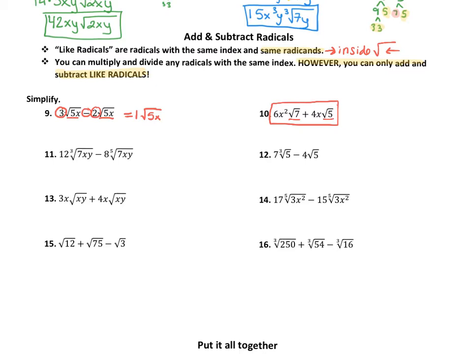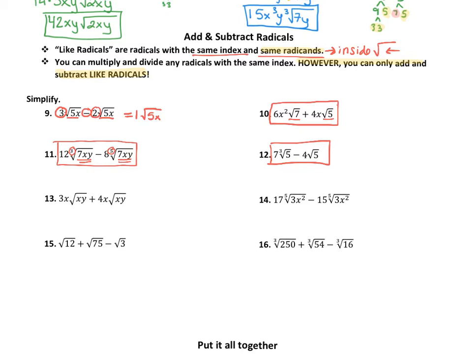Similar to number 11, I have a cube root and a fifth root. Just because what's underneath is the same doesn't matter because my indexes aren't the same. I need the same index and the same radicand. So this one is also fully simplified. Same with number 12. Cube root, square root, cannot be simplified anymore.